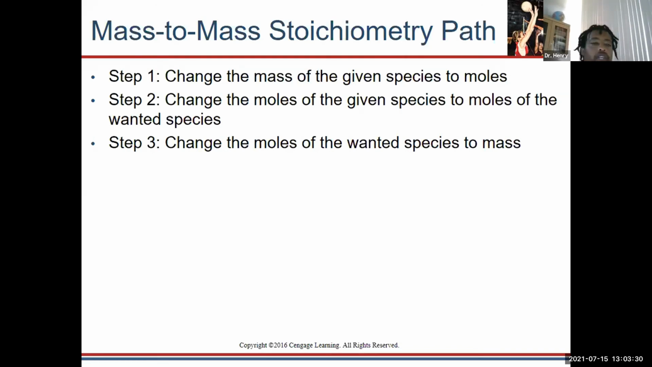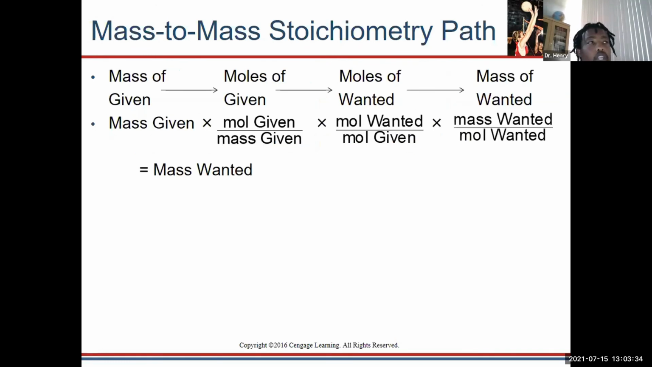So now when we're starting off with mass, we're going to be given a mass. That's going to be our given mass. We need to change that to moles, right? And so we're going to use the molar mass of the given to determine the number of moles. And then we're going to use the mole to mole ratio from the chemical equation. And then we're going to use the molar mass of what we want to determine the mass of our final product.